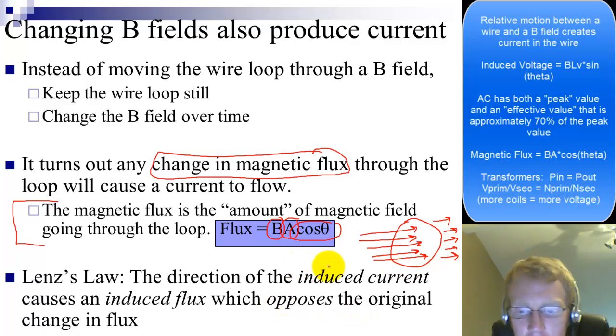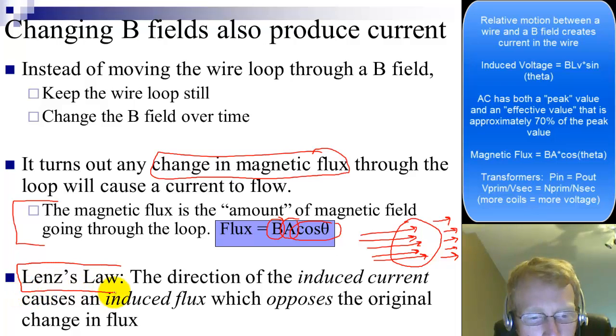To figure out the direction that the current is going to flow, is it going to flow clockwise or counterclockwise, we have something called Lenz's law. Okay, and it says the direction of the current induced, so the new current created in this loop, causes its own magnetic flux, which opposes the original change. So this is a very kind of confusing thing to wrap your head around.